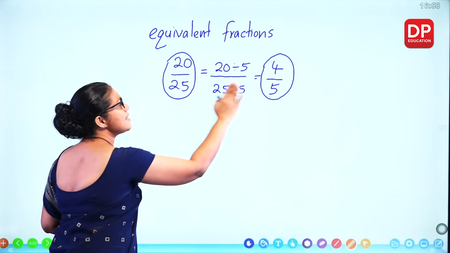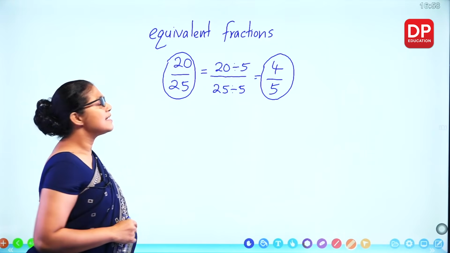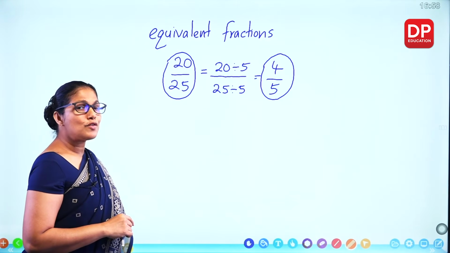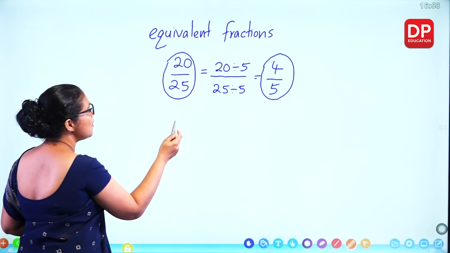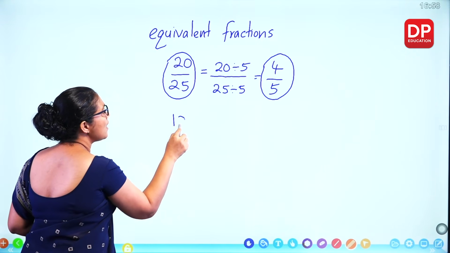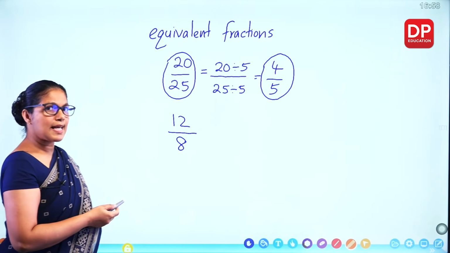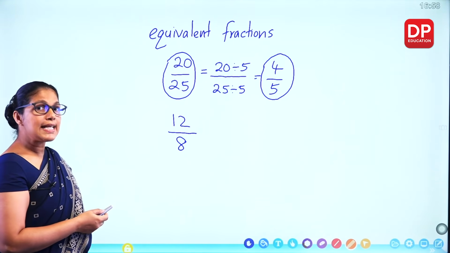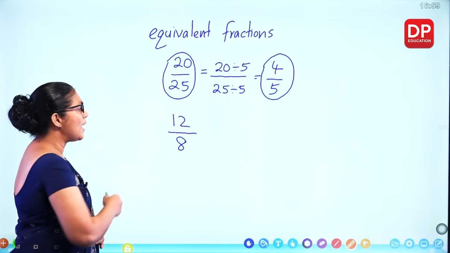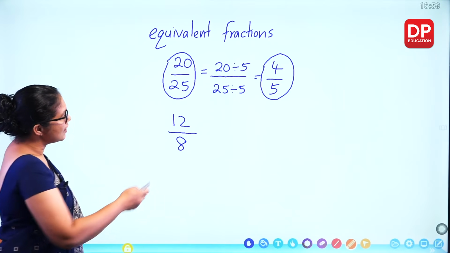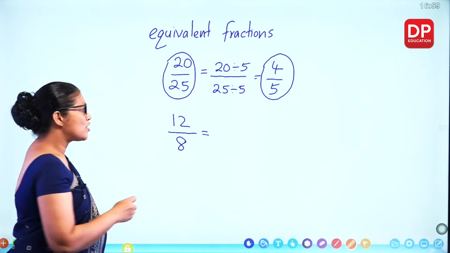The value is the same, but you get different values for the numerator and denominator, and it's proportional. Another example, we'll take another one: 12 and 8. What is this type of fraction? This is an improper fraction. But I can write an equivalent fraction to this. What can I do? I can divide this by 2.